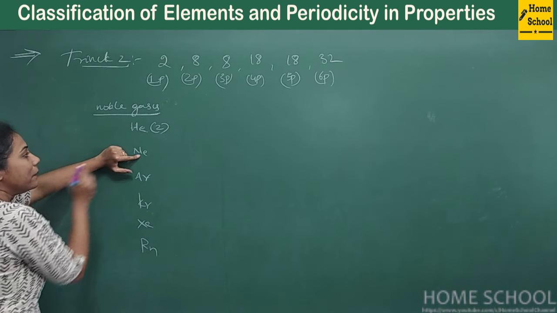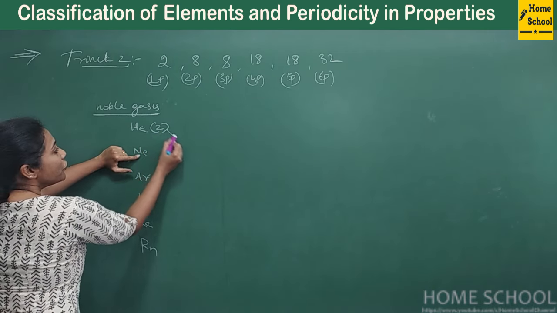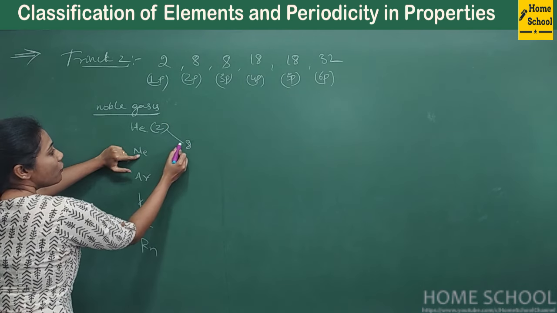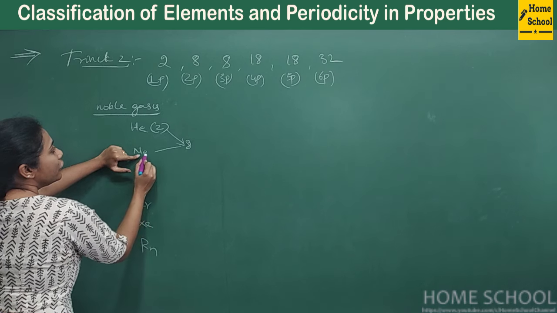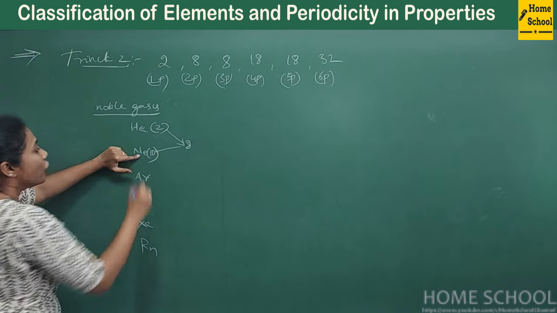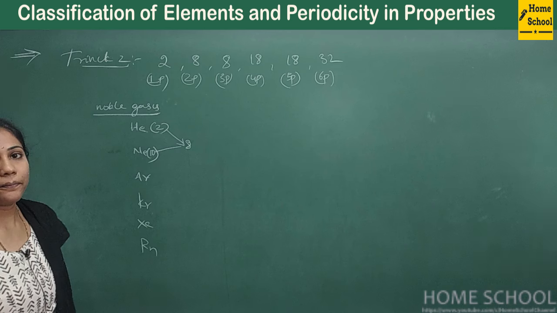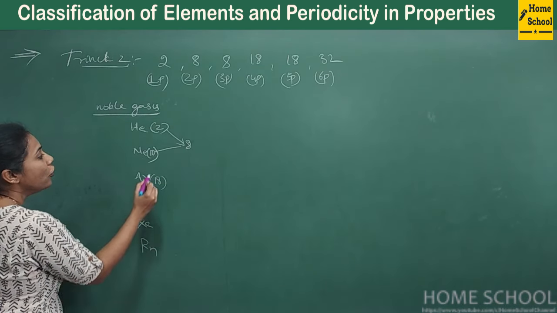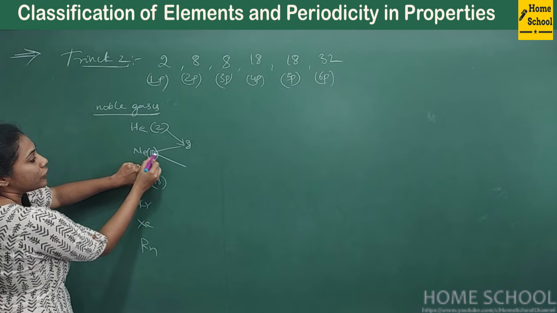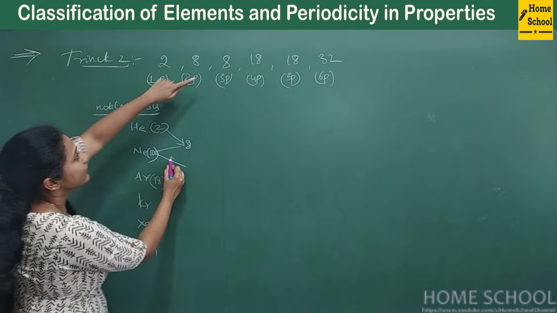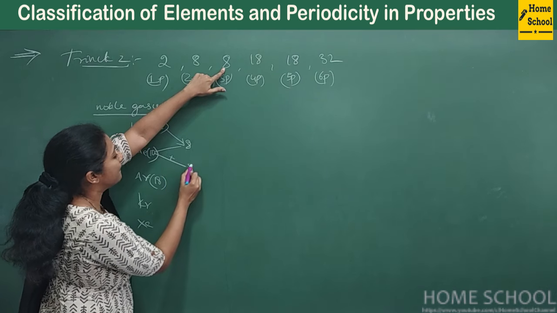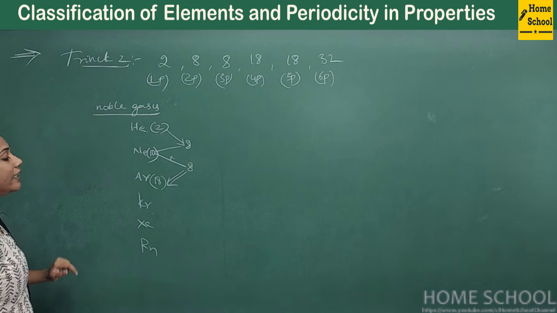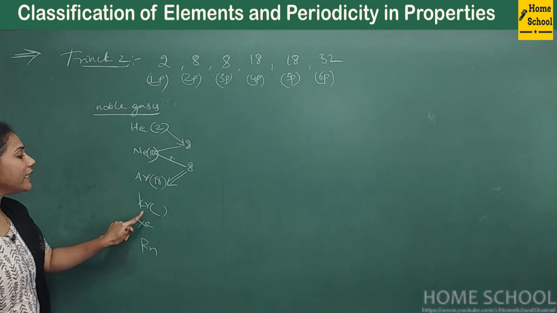And what about the atomic number of neon? To this 2, you just add 8, the second magic number. So what do you get? You will get the number 10. So neon's atomic number is 10. Argon's atomic number is 18. To this number, add the third magic number, 8. So 10 plus 8, how much? You will have 18.